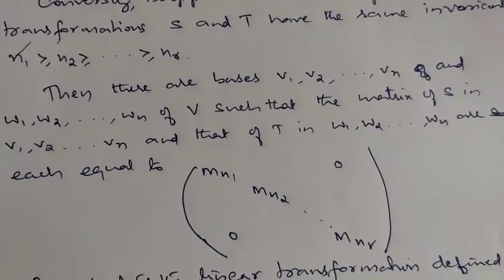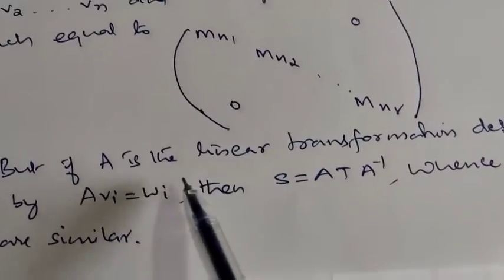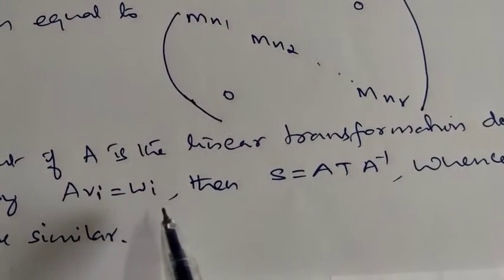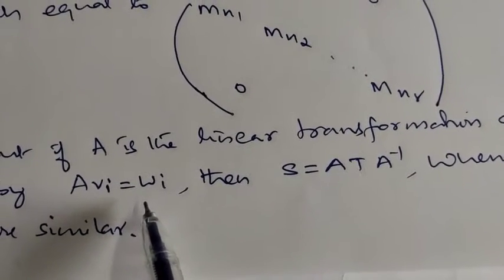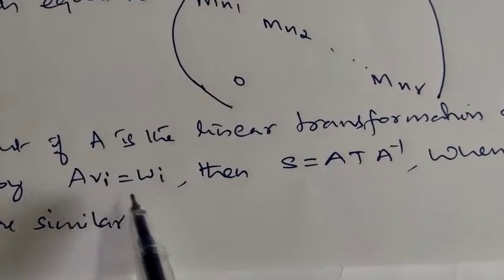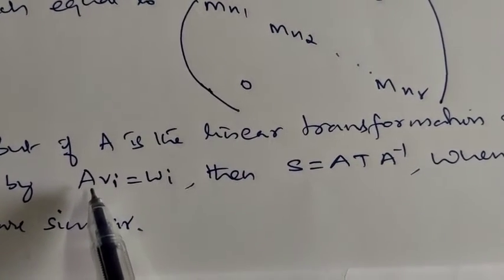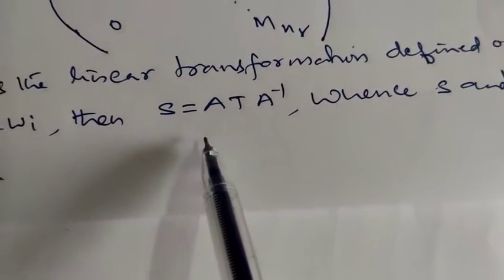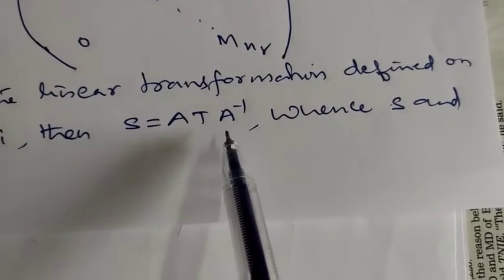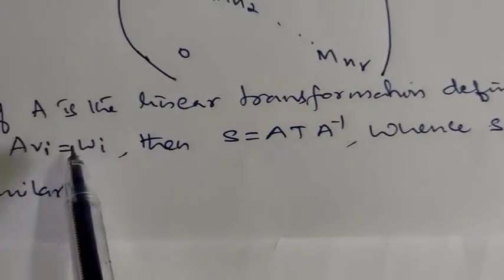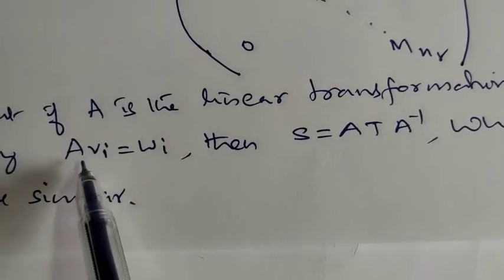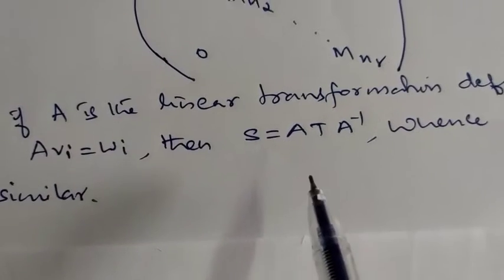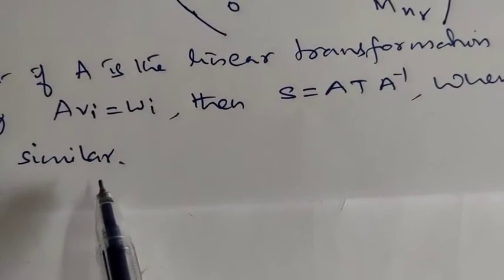Okay, but if I take A to be the linear transformation defined on V by A of vi equal to wi, meaning A is the matrix of change of basis. A of vi is equal to wi, or A is the linear transformation which transforms basis vi to wi. Then we can see that S can be written as A T A inverse. Here we represent the matrix by the symbol A itself, and the transformation also by the same symbol. So hence S and T are similar.